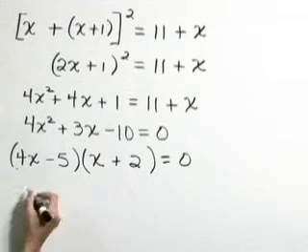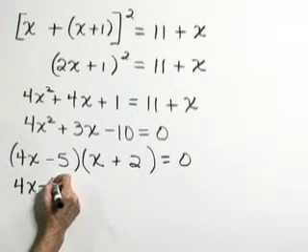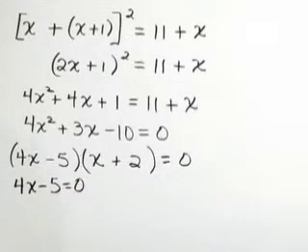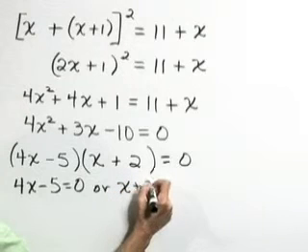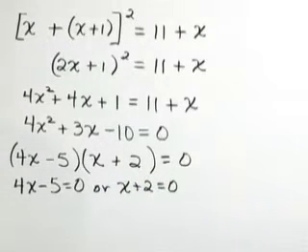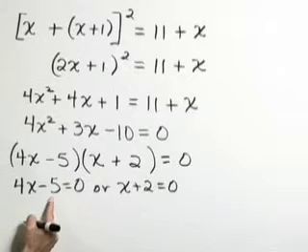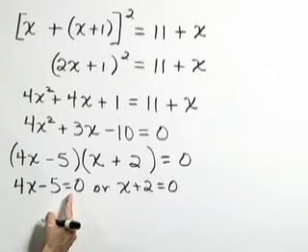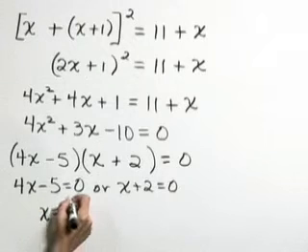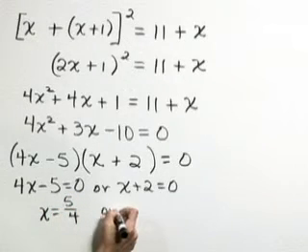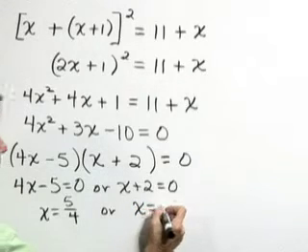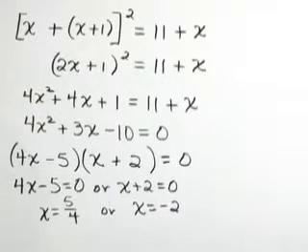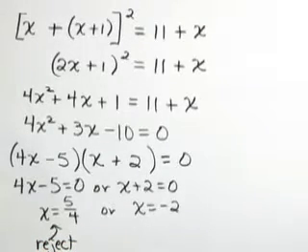Now let's use our zero factor property. Setting 4x minus 5 equal to 0, or x plus 2 is equal to 0. Now solving each linear piece, adding 5 to both sides, dividing by 4 gives x is equal to 5/4. With our other linear piece, we have x is equal to negative 2. Now, supposedly we're dealing with integers, and 5/4 is not an integer. Therefore, we're going to reject it as a possible solution.